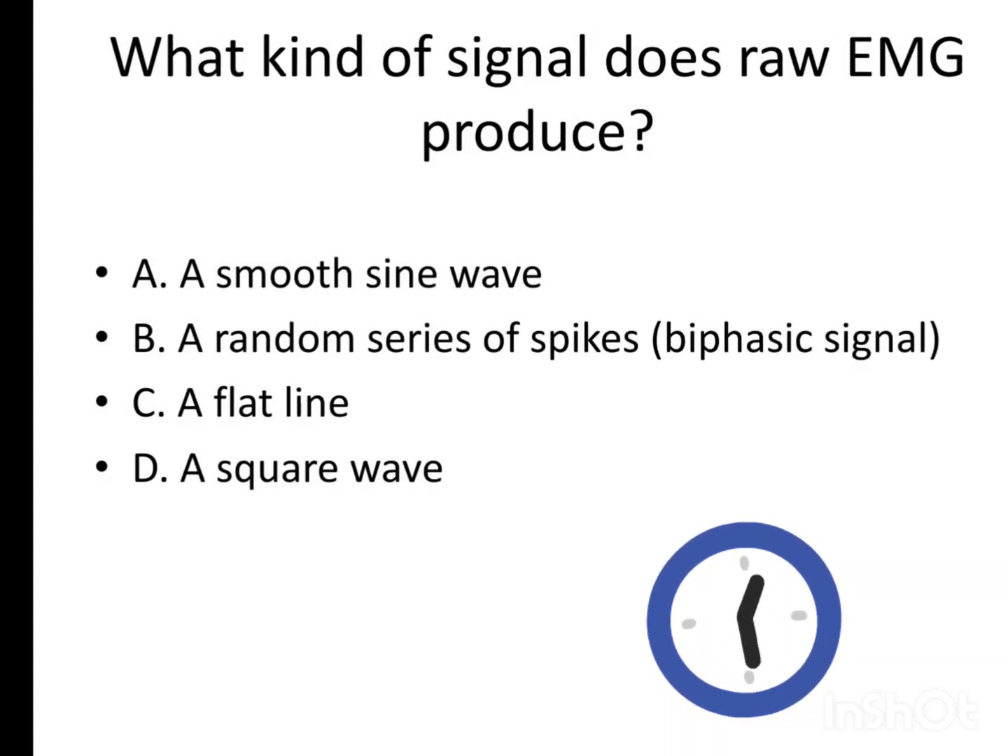What kind of signal does raw EMG produce? Is it smooth sine waves, a random series of spikes, a flat line, or square waves? The square wave is not the answer. The flat line is not the answer. The smooth sine wave is not the answer. If you go into the LabScribe software, there are some spikes we get from the muscular activities, which are also called amplitudes. So option B, a random series of spikes, is the right answer.